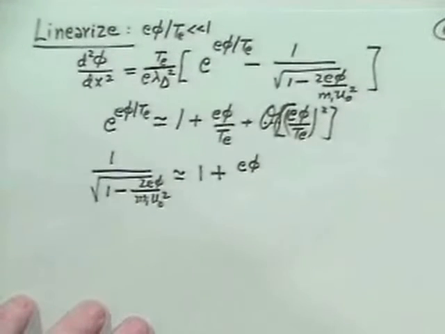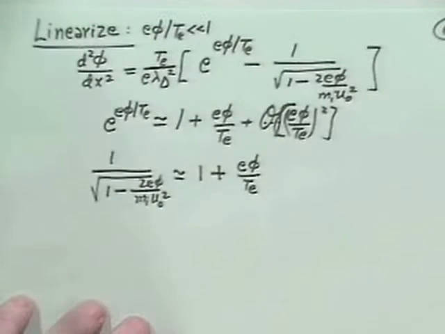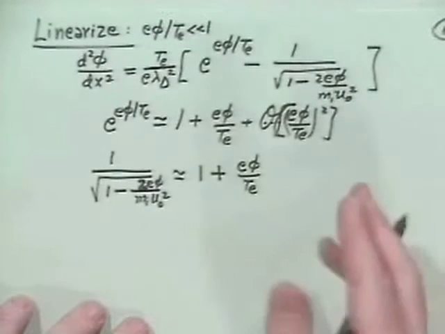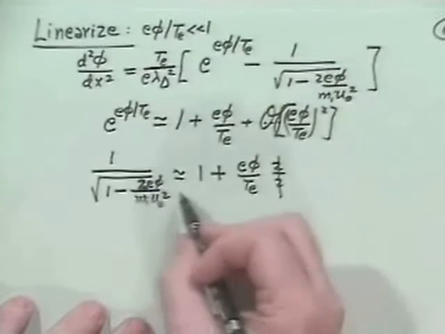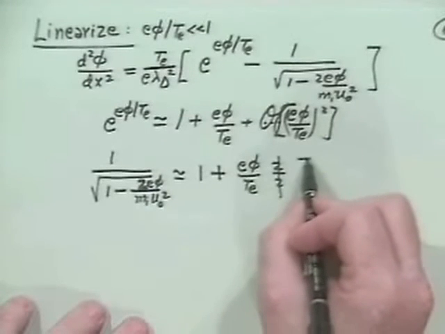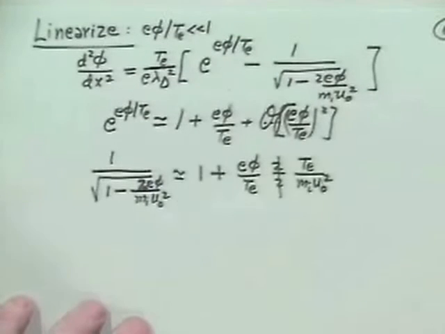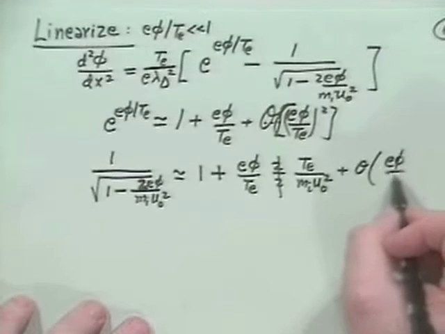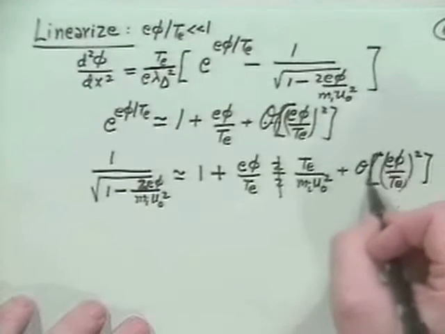I want to get it into a form of e phi over Te, it turns out. So I'll put it into that form. I've got a 2 down there. I expand the square root, and I get a half, and that cancels the 2. So you get a 2 over 2. And then what I'm left with is Te over mi u naught squared. And, of course, plus again, order e phi over Te squared terms.